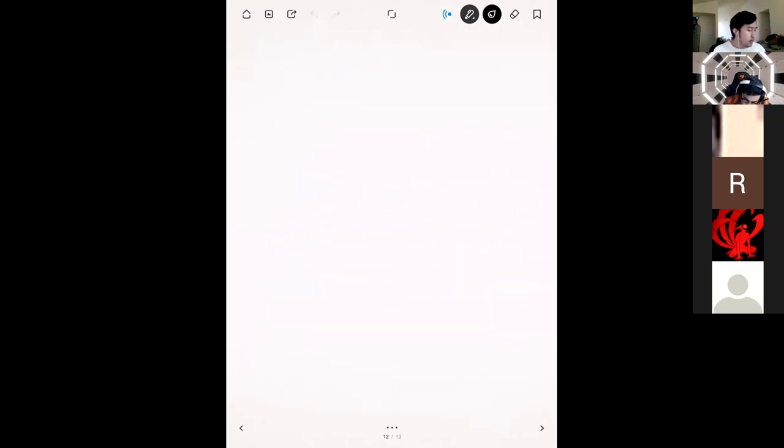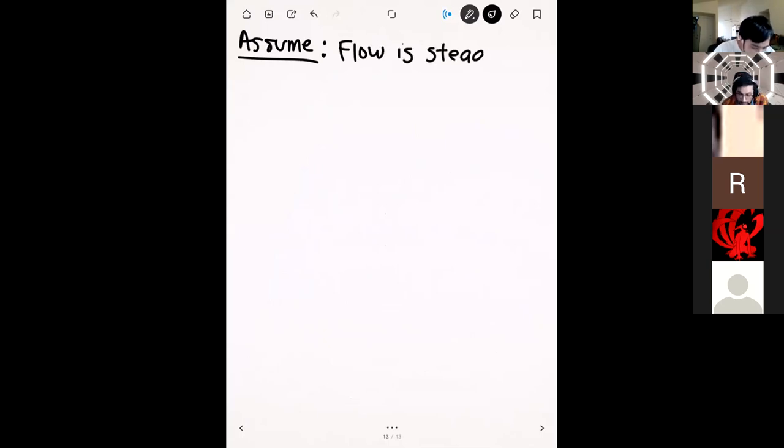And so that brings us to our second assumption. I drew the streamlines on the previous page, and what I was implicitly saying was that those streamlines are not going to change. What this is assuming is that our flow is going to be steady. And steady basically means that it's not changing with time.